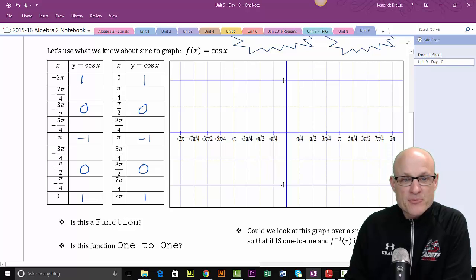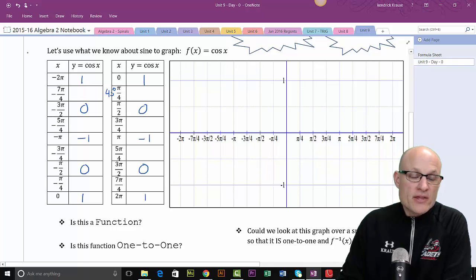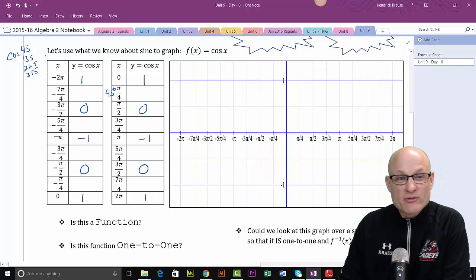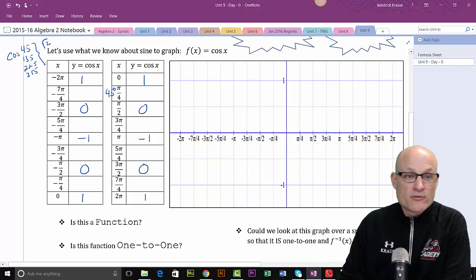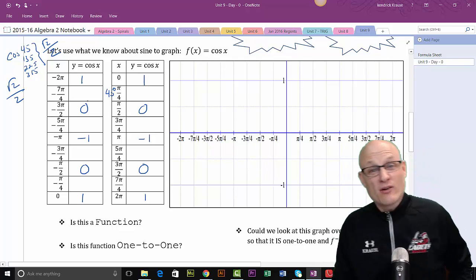Now, anytime it's pi over 4, you have to remember this is really a 45-degree reference angle. Anytime we're dividing by 4, these are all going to be 45-degree reference angles. So we know those. Anytime it's a 45-degree reference angle, the cosine of 45 degrees, or 135, or 225, or 315, all those 45-degree reference angles is equal to the square root of 2 over 2. Square root of 2 over 2. We just got to figure out where it's positive and where it's negative.